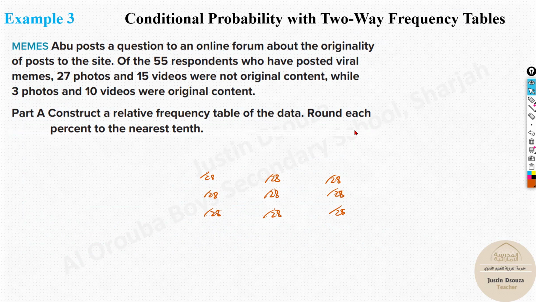Now, the last problem in this lesson, it is about conditional probability. Conditional probability is something we studied in the last lesson.